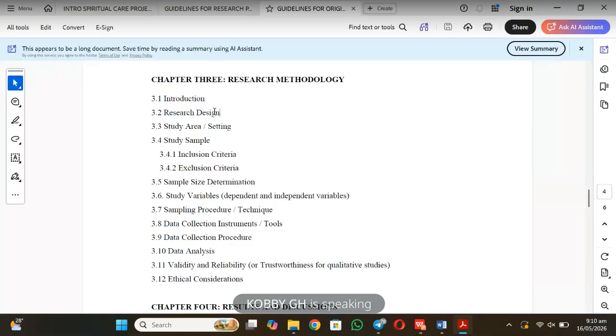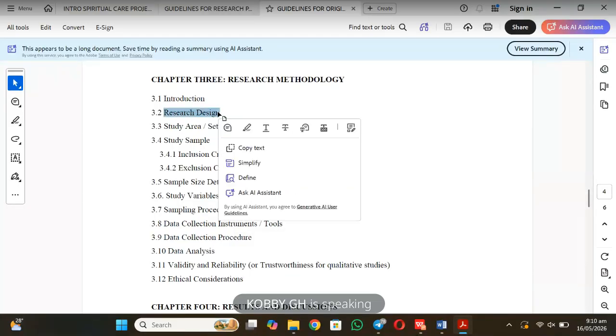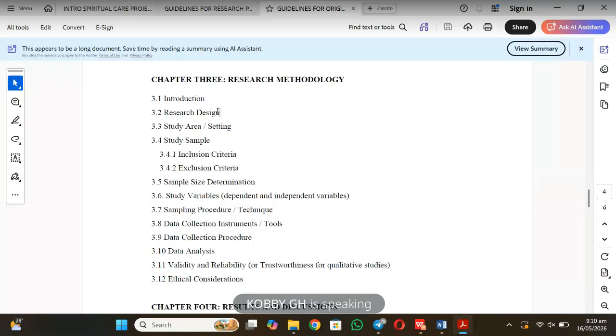The research designs. Okay, now with the research design, I will advise you to write the research design, so that I summarize them in a simple way for you. All right.